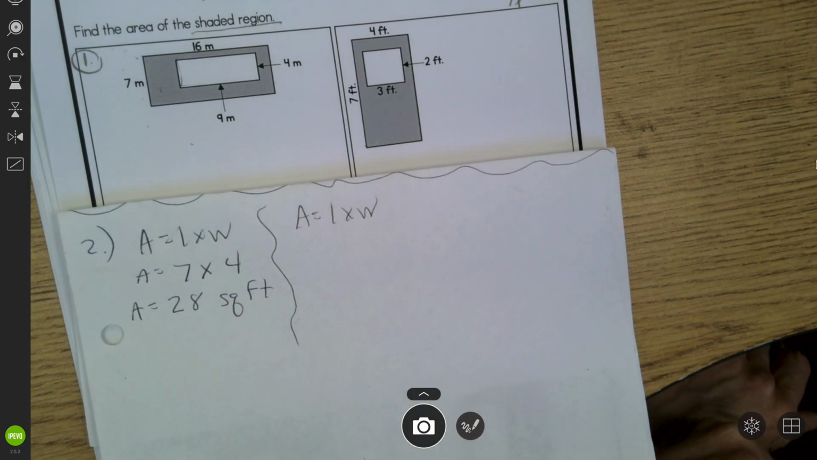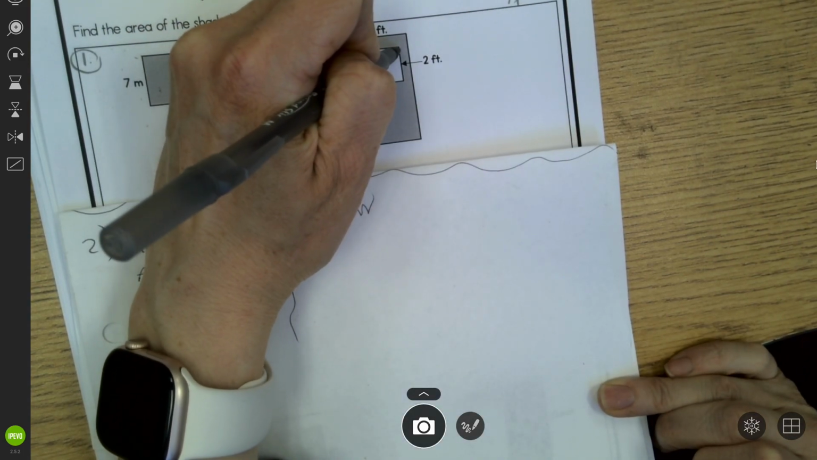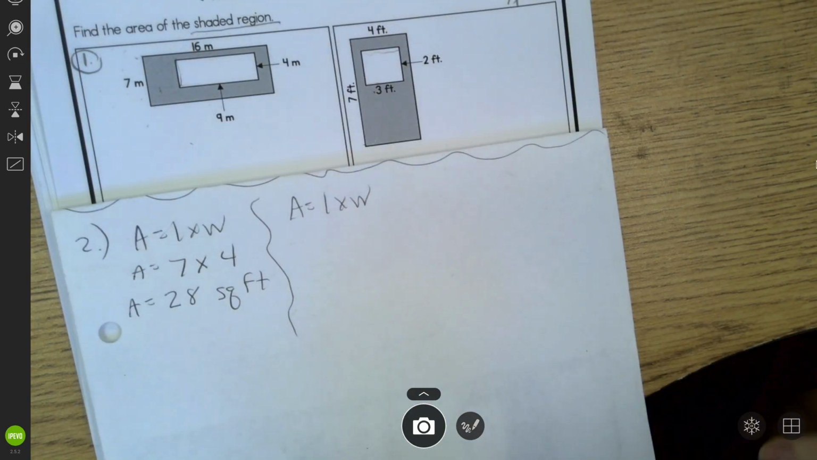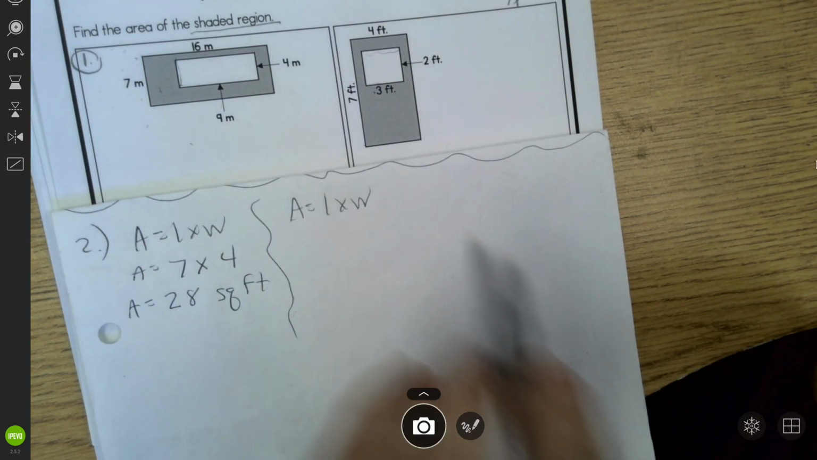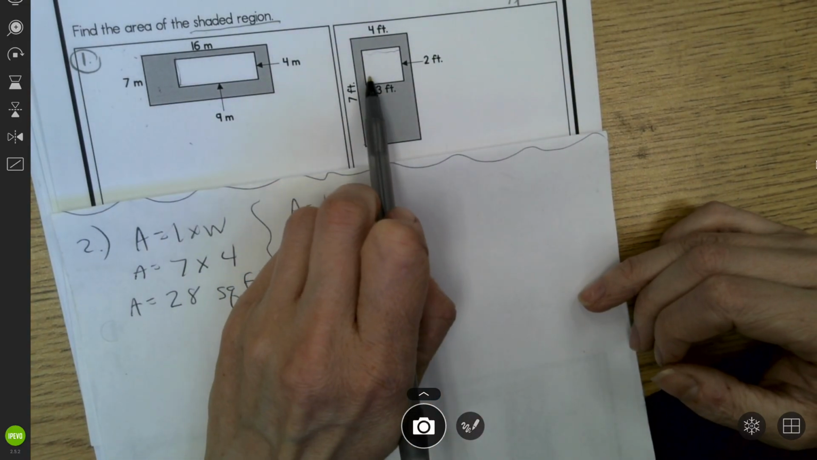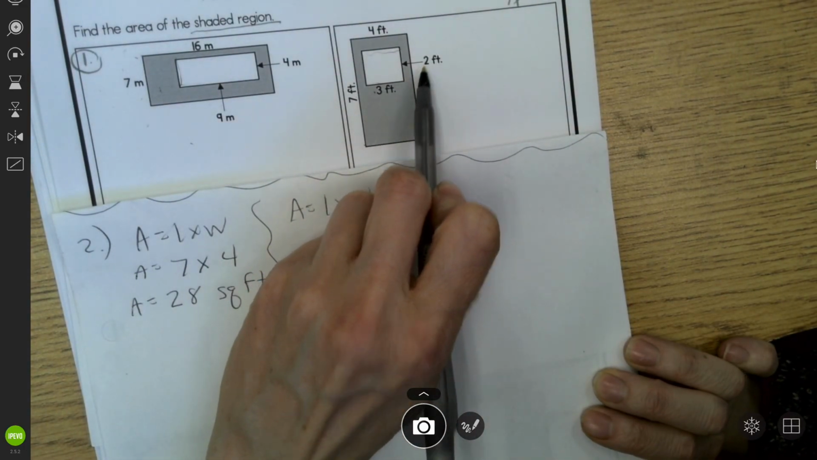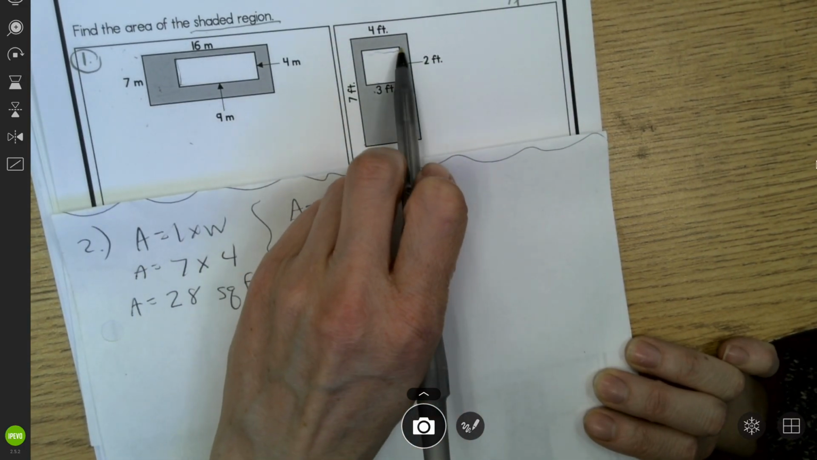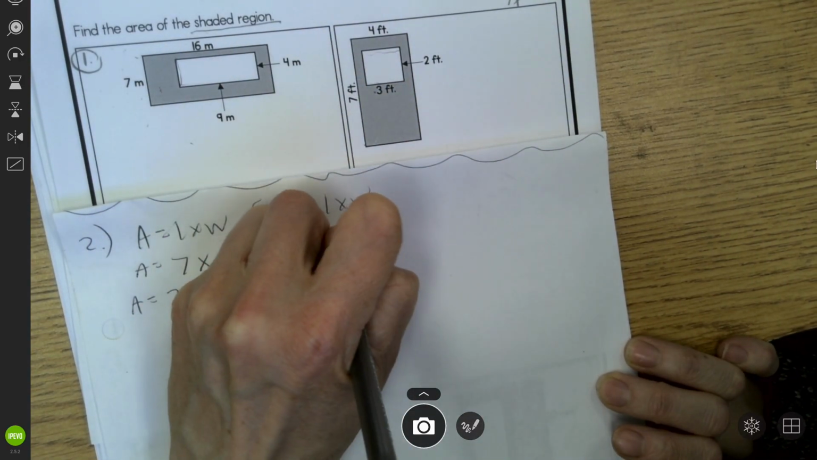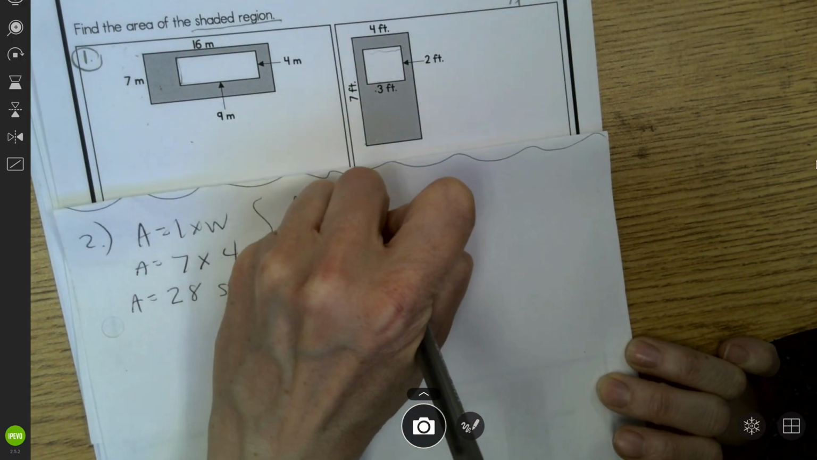All right, now focusing on the smaller square on the inside, or rectangle. It's definitely a rectangle because it's 3 feet by 2 feet, right? It looks like a square to me at first glance, that's why I always say don't judge just by the picture. But when I look at the measurements, it is not. 3 feet by 2 feet. Okay, so area equals, my length is 3 and my width is 2.